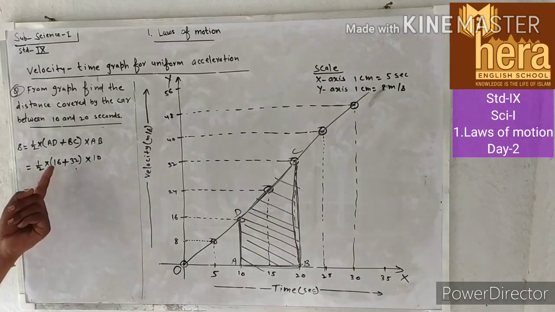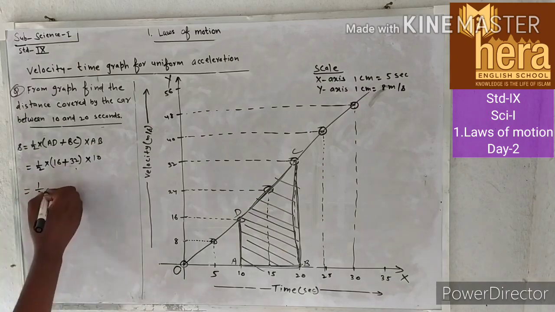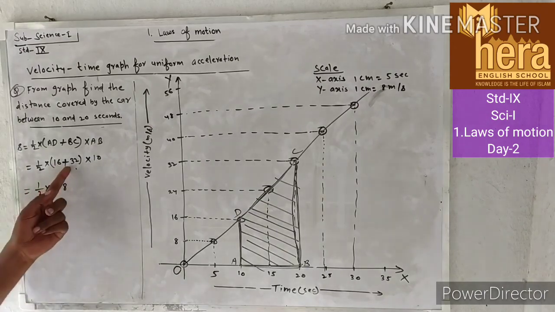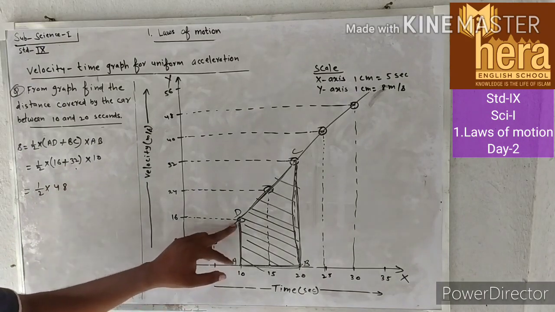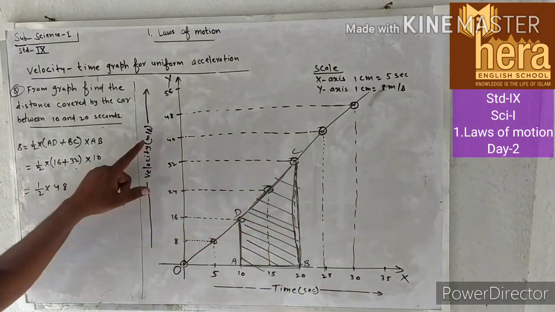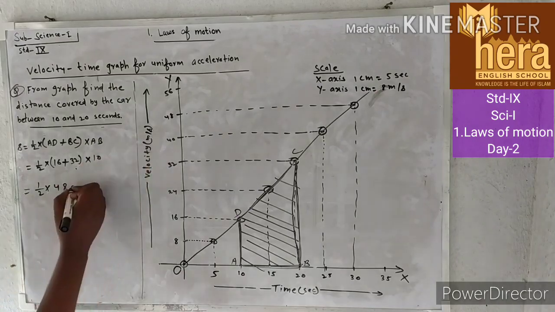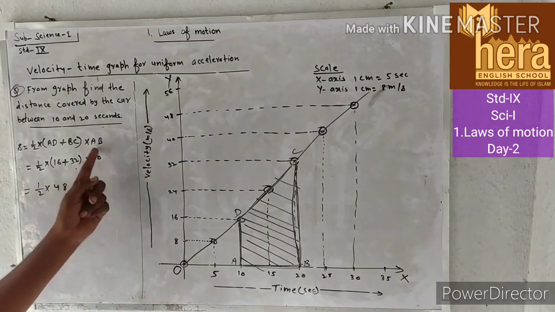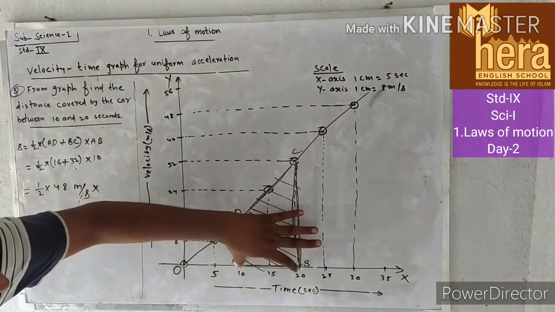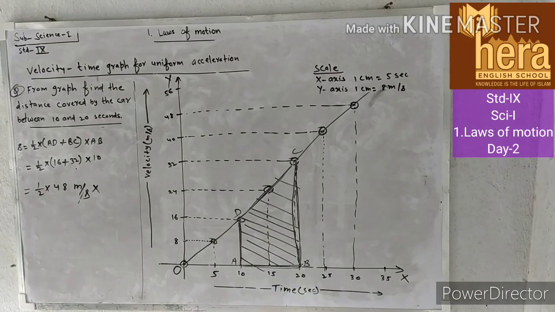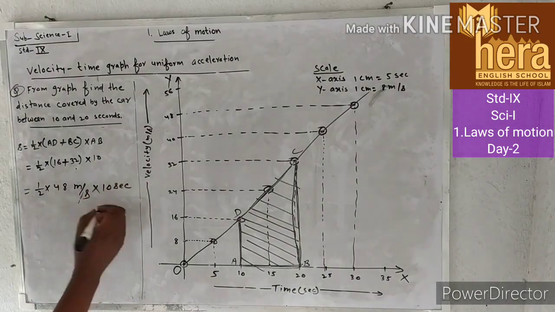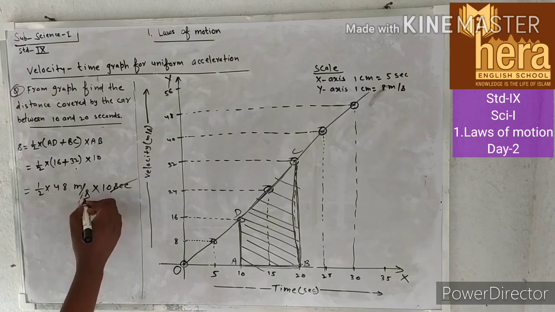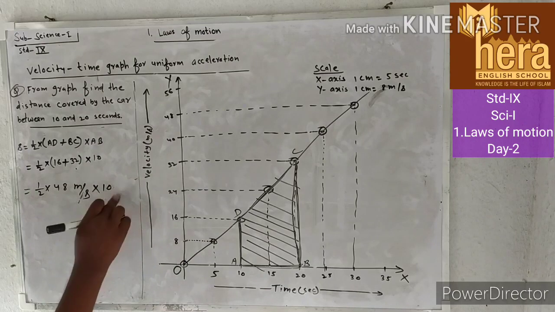1/2. 16 plus 32, that is 48. Here you have to write meter per second into 10. 10 is what? AB. This is the 10, right? This was a 10, so 10 was in second. So right here 10 second. I am writing just simply S.